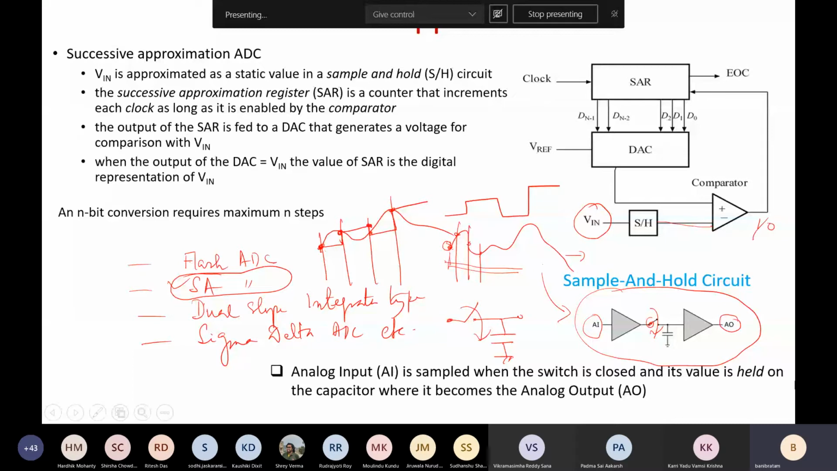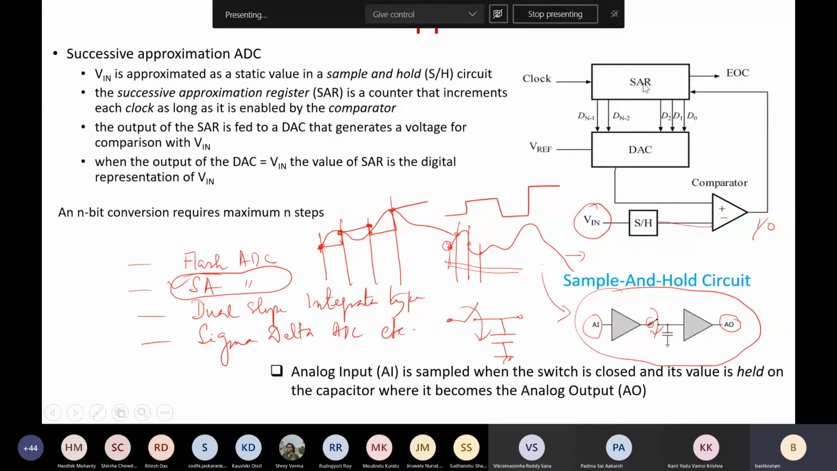Then this comparator output will go to the successive approximation register. What is the job of the successive approximation register? Whenever we want to convert some analog signal into a digital signal, initially some digital bits will already be stored in the successive approximation register. You know how many bits you want to convert this analog signal into, right? So you have some predefined value that will be set at the successive approximation register, fine.